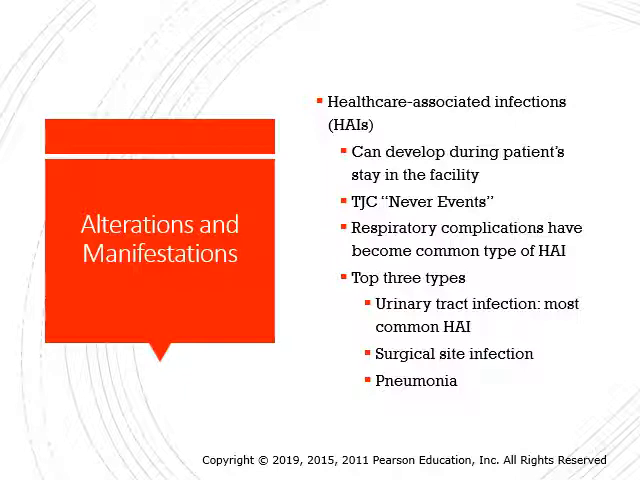So healthcare associated infections, or HAIs, can develop during a patient's stay in the facility. The Joint Commission has identified them as never events. So these are preventable with the appropriate nursing and medical care, and should, per the Joint Commission, never happen. Respiratory complications have become a common type of healthcare acquired or associated infection. For example, well, it's going to mention pneumonia in a minute. The top 3 types are the urinary tract infection, which is the most common HAI, a surgical site infection, and also pneumonia.